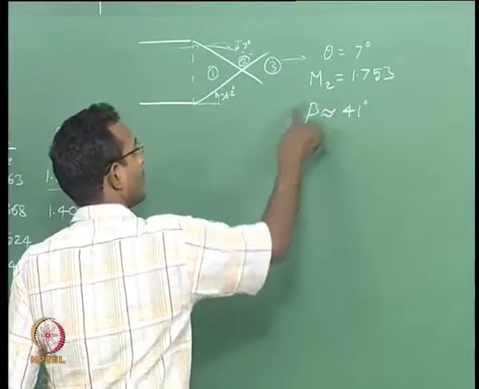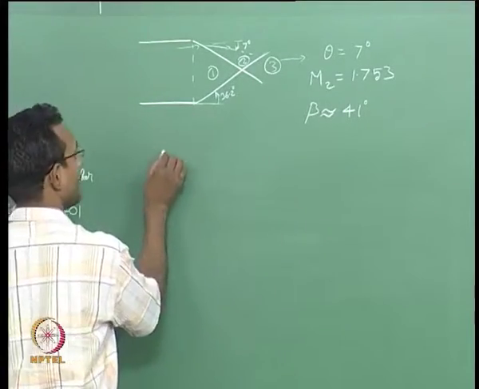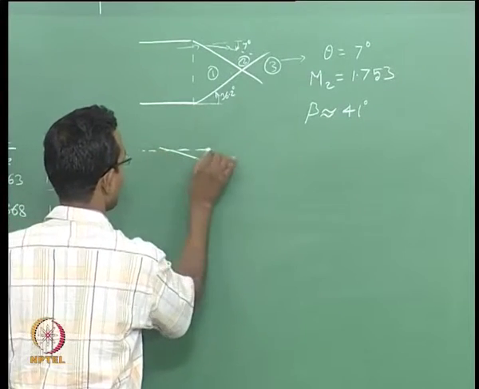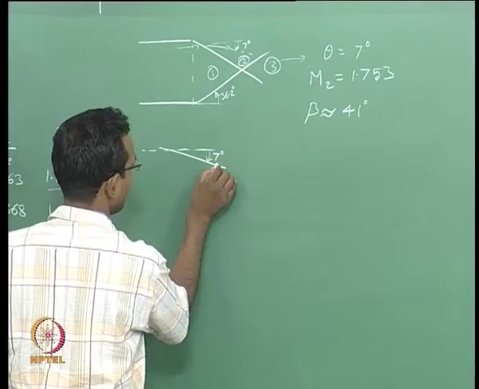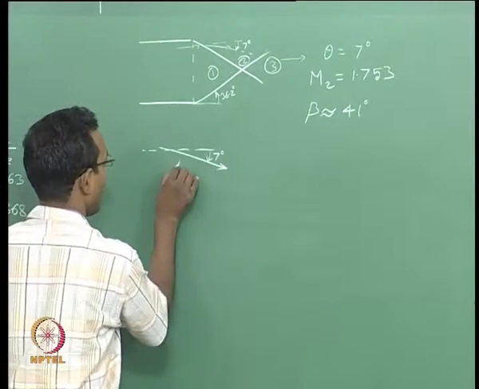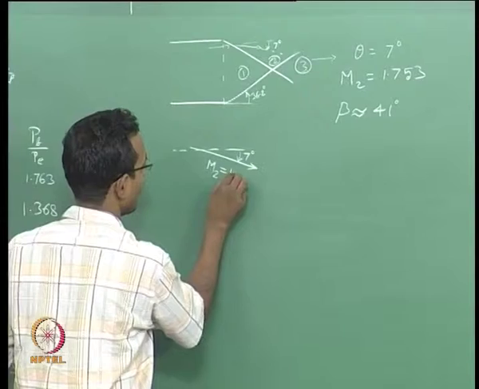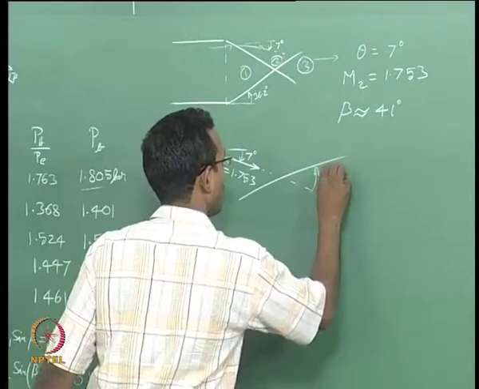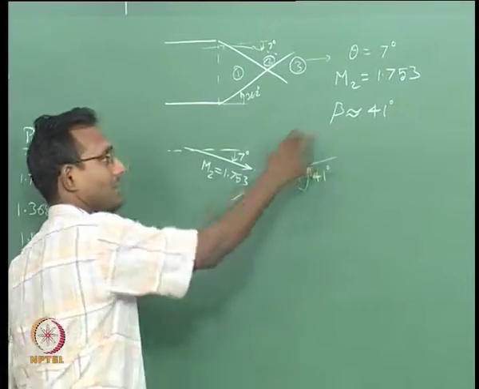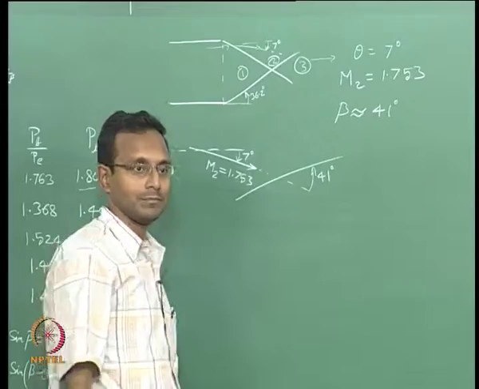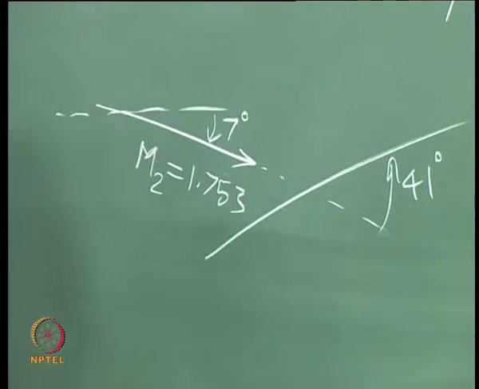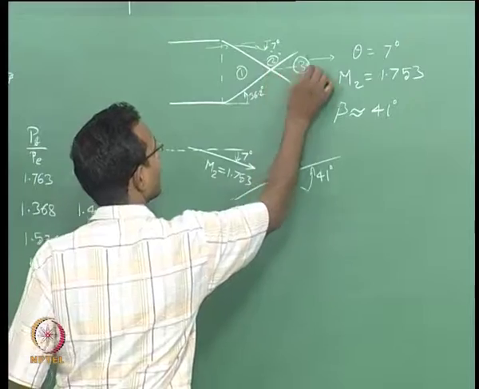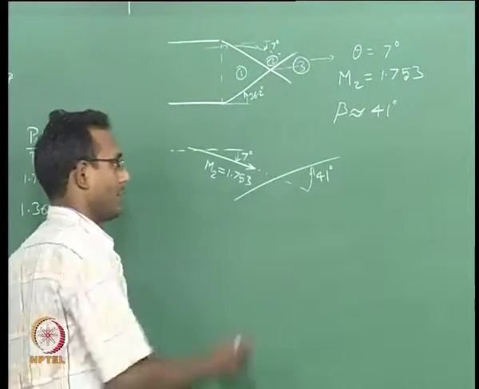Now, I want to be very clear about what this 41 degrees really means. I have a flow with respect to horizontal having 7 degrees. This is the flow direction and my Mach number here is M2 equal to 1.753, and with respect to this flow vector direction I have a shock which is 41 degrees. Remember, the beta is always with respect to the streamline direction. From there it is 41 degrees. I have to draw it such that it is with respect to horizontal some value. Let me find that number from here.